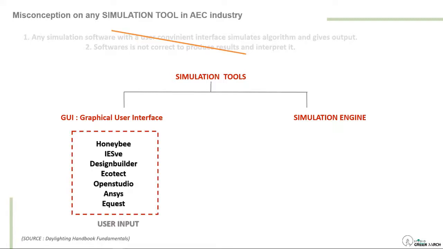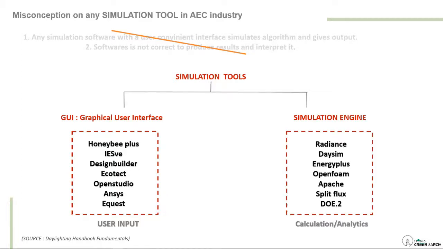So whatever software we are trying to learn in our particular simulation stuff, they are more of a graphical user interface. For example, if I am trying to use Honeybee, that is only an interface where we are trying to provide the building physical data or properties to the simulation engine, right? The simulation engine will be the algorithm, the combination of algorithms that simulates your data.